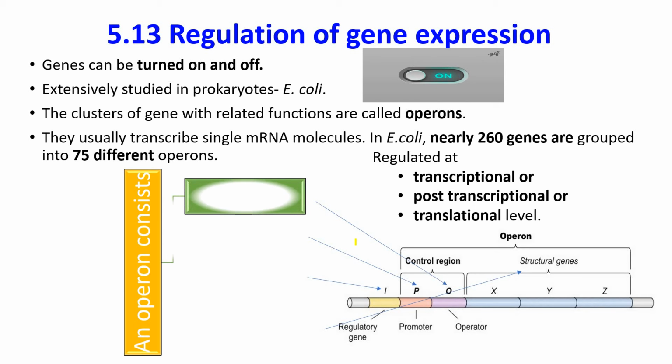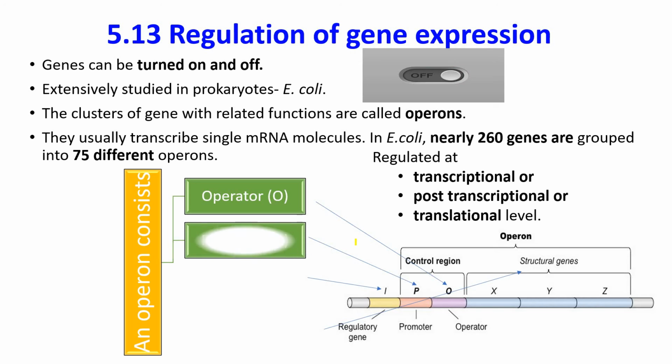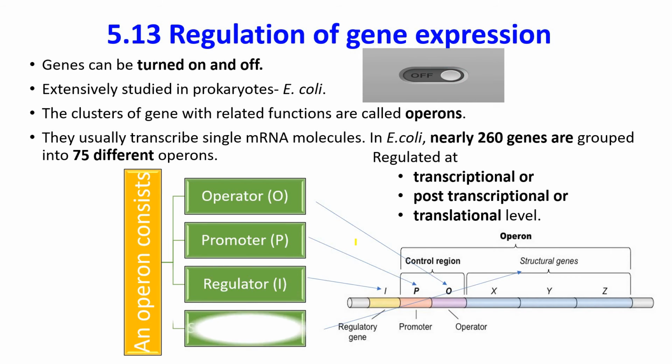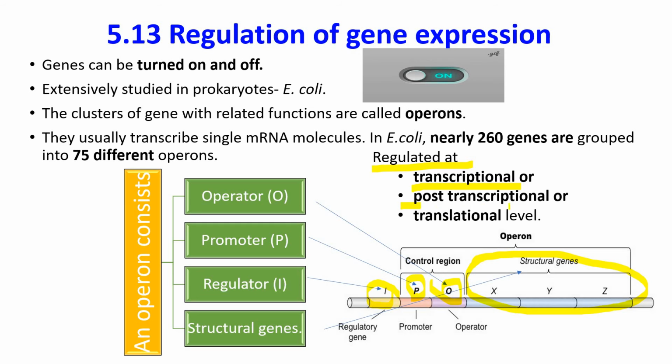Here, the operon consists of operator, promoter, regulator, and structural genes. So see here, we have the operator O, then promoter P, then regulator I, then structural genes, we have 3: X, Y, Z. Gene expression is regulated at the transcriptional level, post-transcriptional level, or translational level.